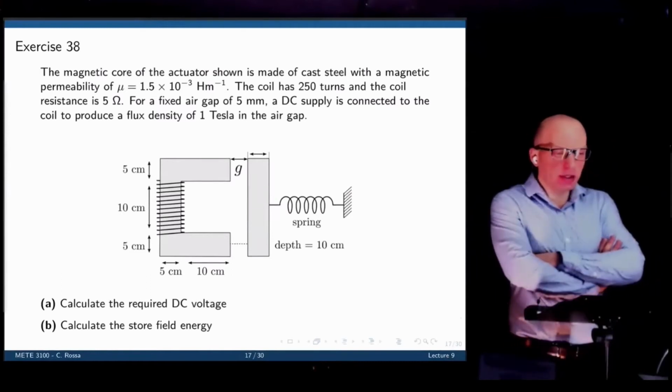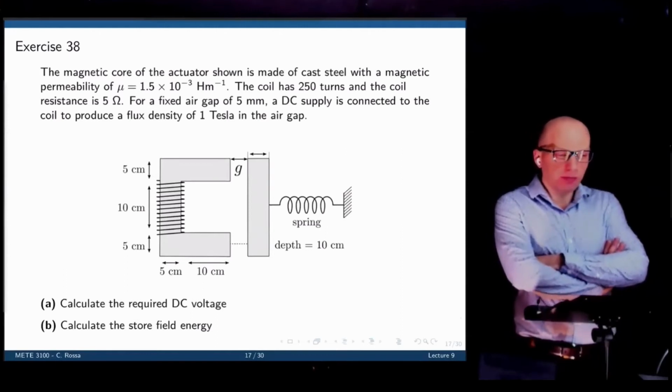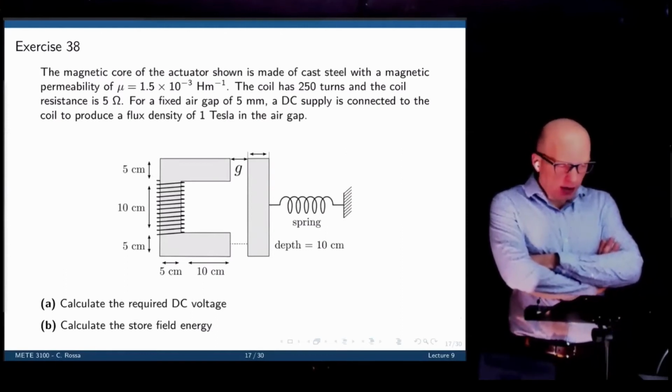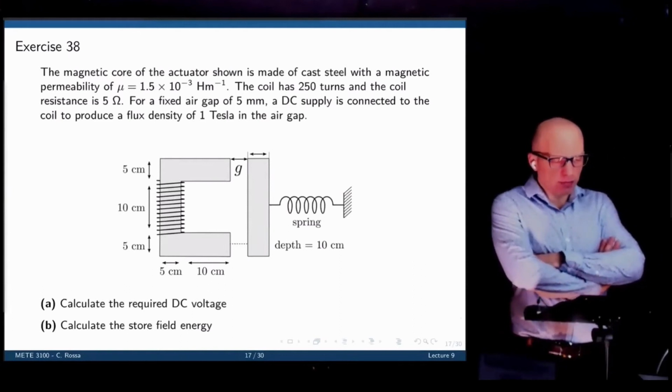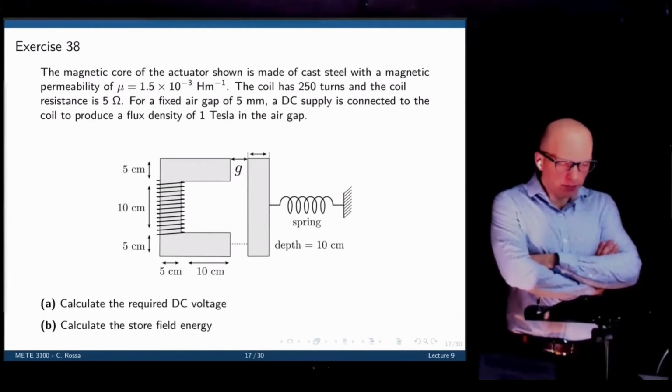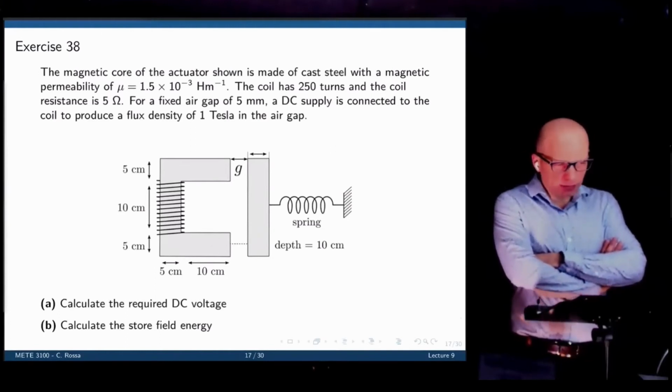We have a magnetic core in this actuator that has an air gap between the plate and the core. This is made of cast steel with a magnetic permeability of 1.5 times 10 to the power of -3 Henry meters to the power of -1. So this is the absolute permeability, right? It's not the relative permeability.